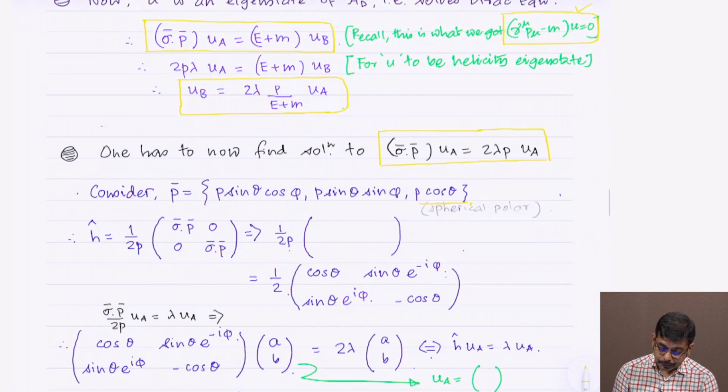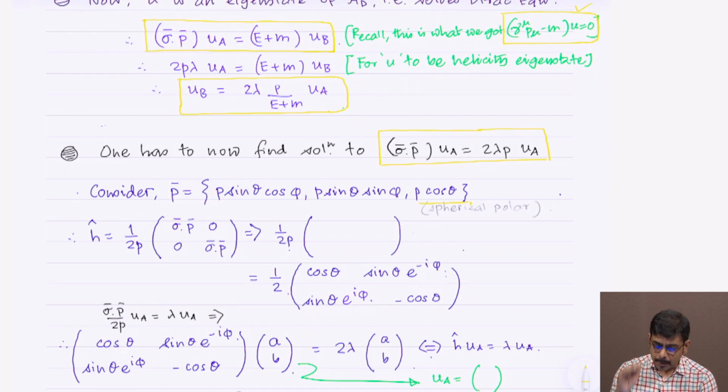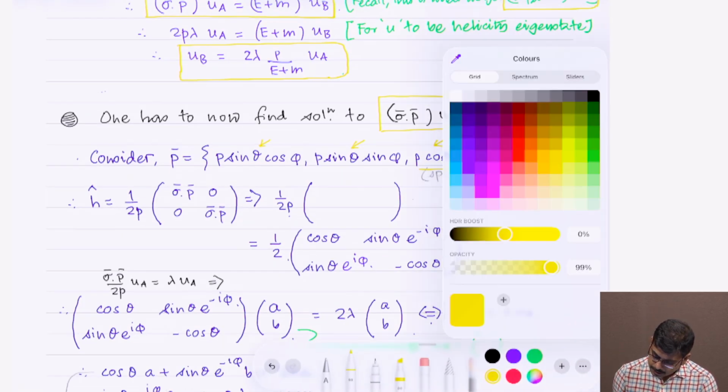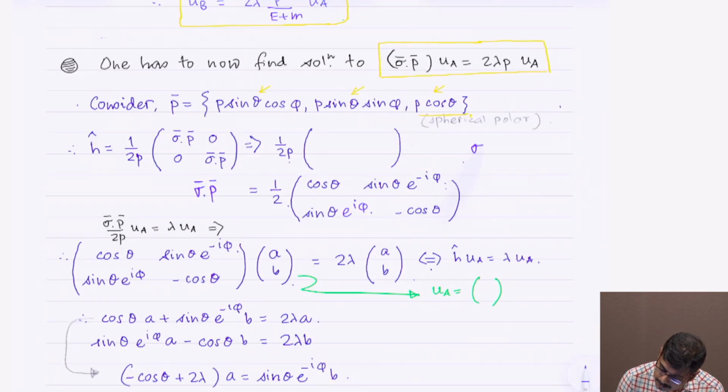And for that, what we are going to do is consider the momentum in spherical polar coordinates, where the x component is p sin theta cos phi, y component is p sin theta sin phi, and the z component is p cos theta. Now, this is something that you all know, right. Now, let us remind ourselves what sigma dot p was. As you remember, the sigma dot p is essentially pz, px minus i py, px plus i py, and minus pz, correct.